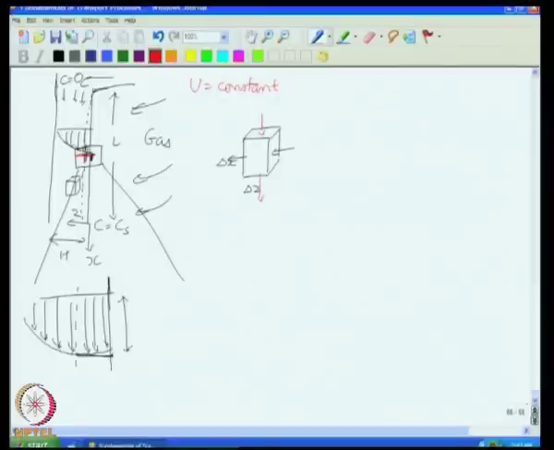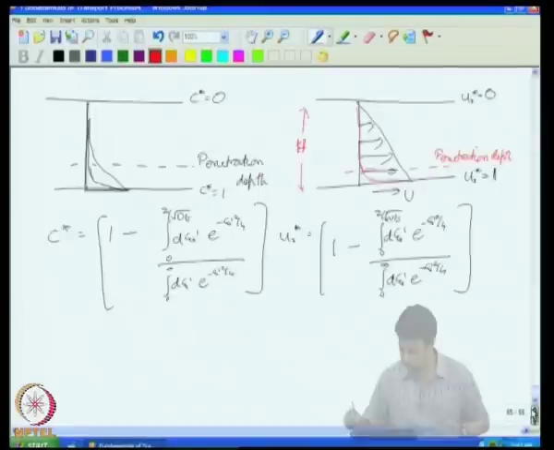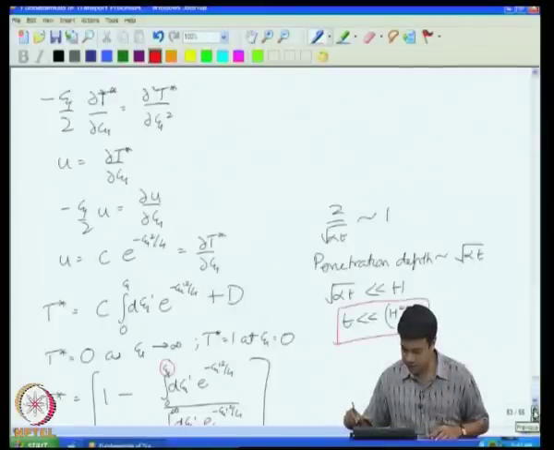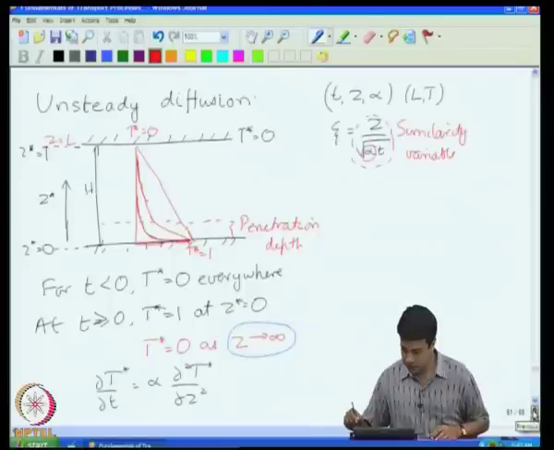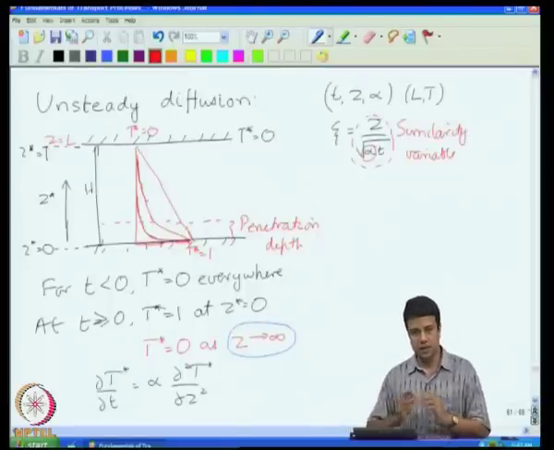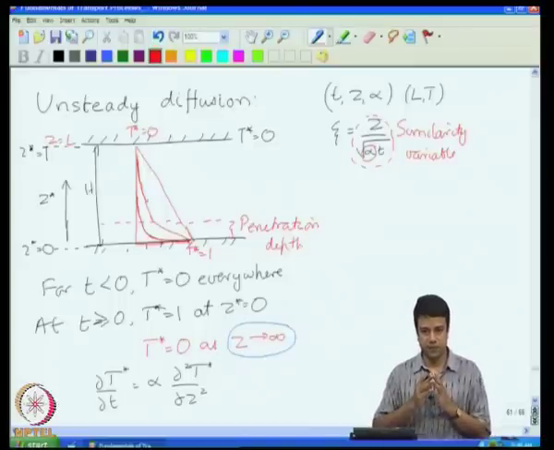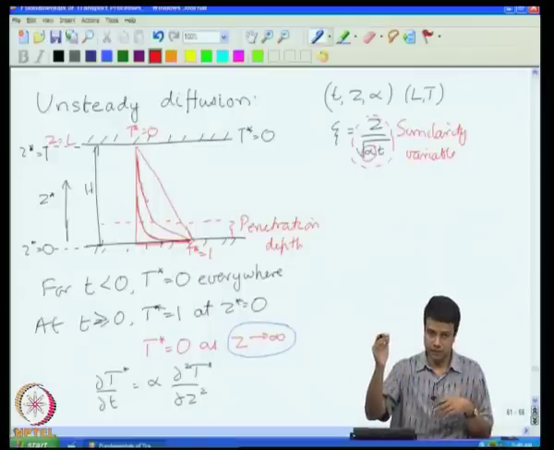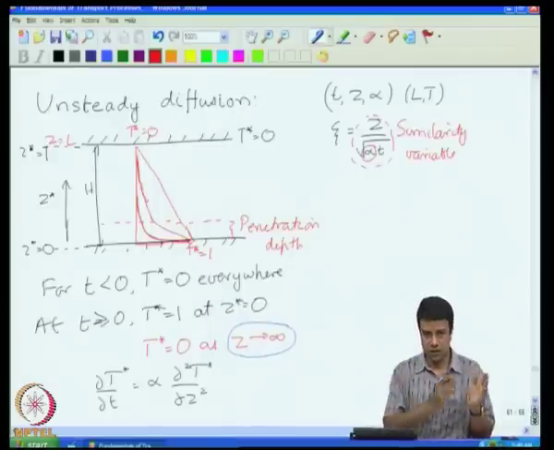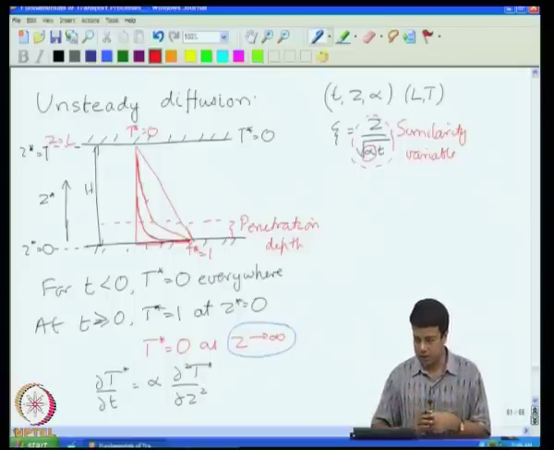The solution procedure that we used was what is called the similarity solution. That similarity solution, in this case, works only when there are no length or time scales in the problem. I had an unsteady problem. At z equal to 0, I had a boundary condition, and I had another boundary condition as z goes to infinity and an initial condition at t equal to 0. There were no length or time scales in this problem.